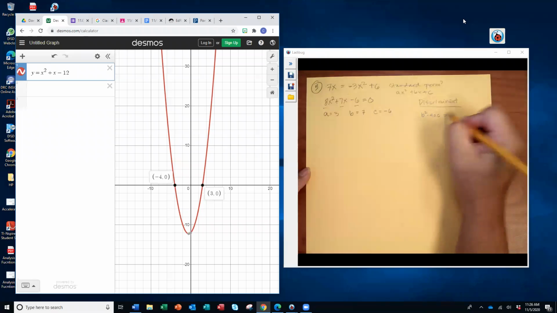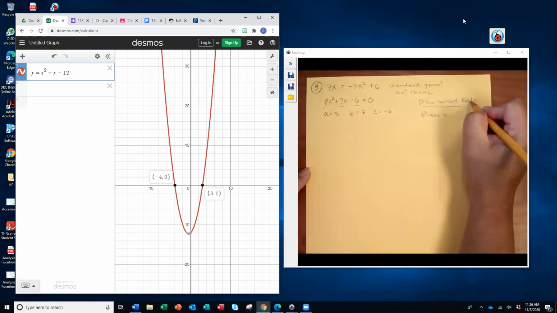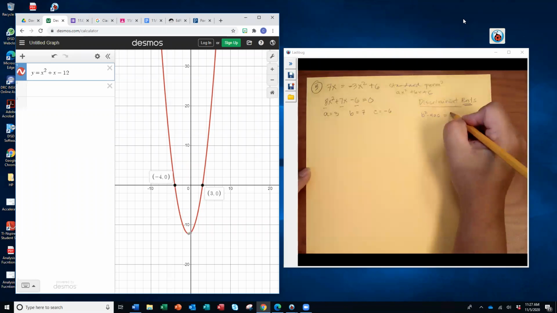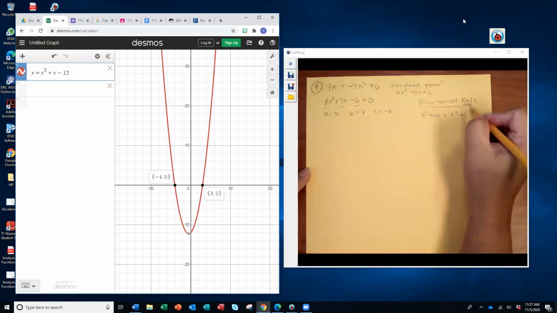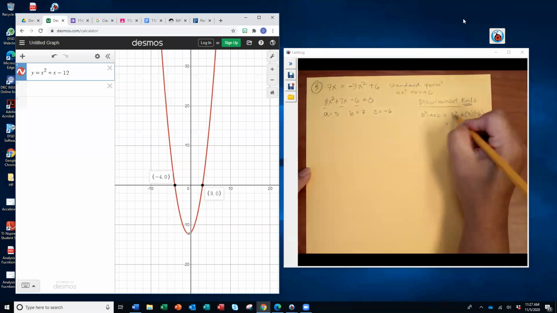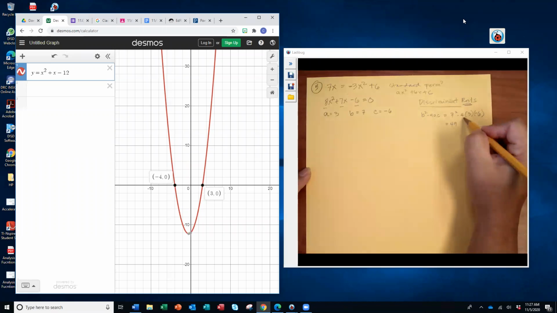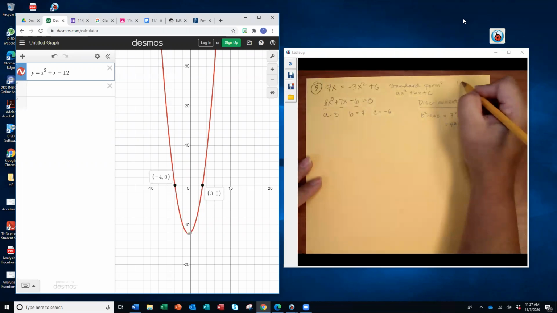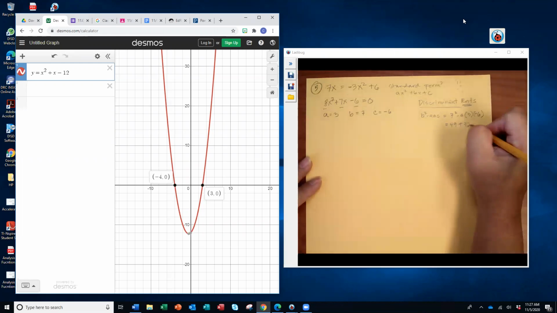So this is all about roots. What is my b? 7. It says 7 squared minus 4 times a, which is 3, and c, which is negative 6. Well, what is that? 49. I know that 4 times 3 is 12, times 6 is what? Positive. What is 12 times 6? Well, 12 times 6 gives me 72. So this is going to be 121?